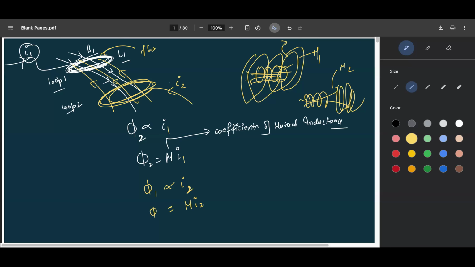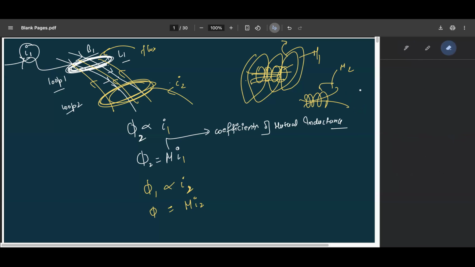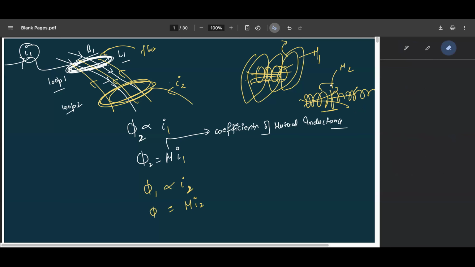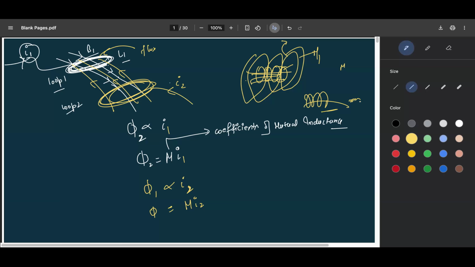Okay, let's think in another way. I can also say if I increase the distance between the loops, maybe instead of here, if this loop was present here, it won't be there, right? Maybe only one part is coming if it is here. So it depends upon how much the area is. If the area for the second loop is very less, you can say that flux is also less. So basically, M depends on multiple values.